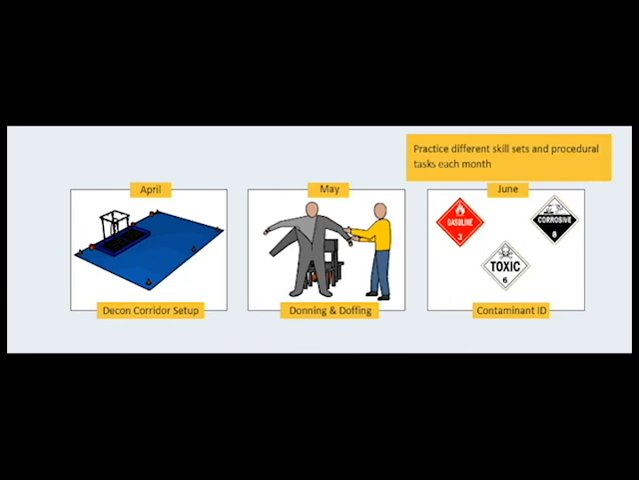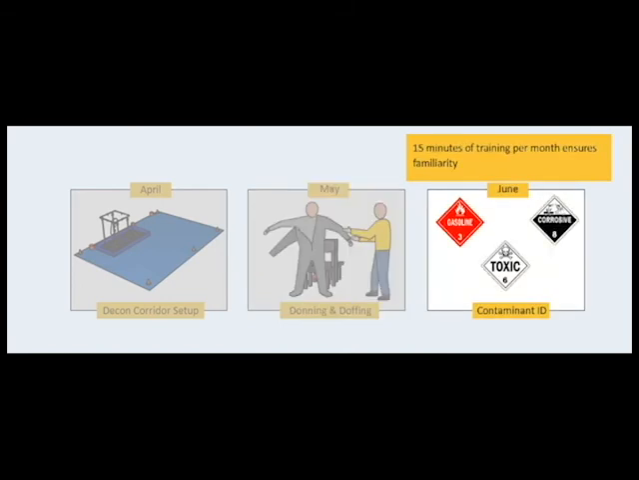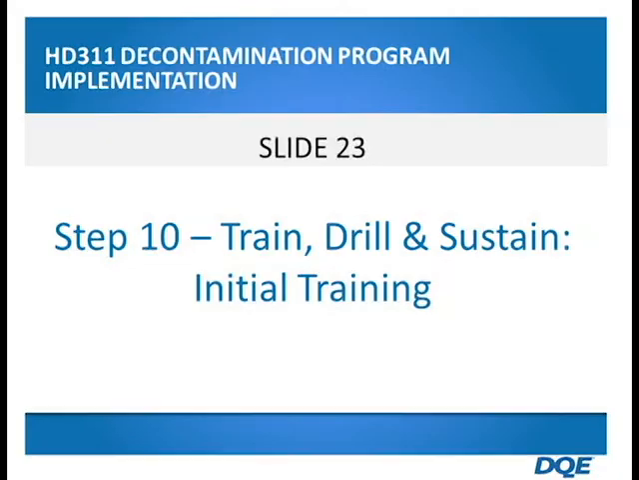Ongoing instruction can be broken up into manageable segments. A different skill set and procedural task should be practiced during each session in order to keep your Decon team prepared and confident. For example, 1 month should be devoted to setting up the Decon corridor. Another month should be designated for donning and doffing personal protective equipment. Investing a few hours per quarter will ensure continued familiarity. Don't forget about those staff members who work evenings, nights, and weekends.